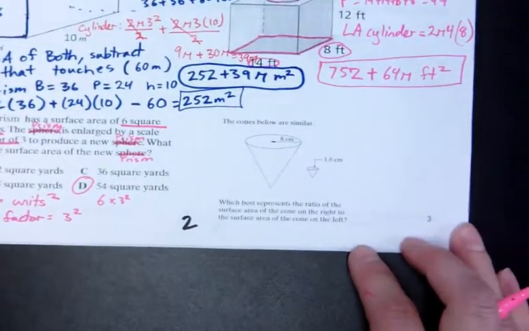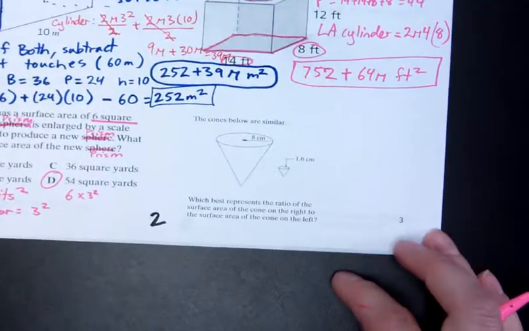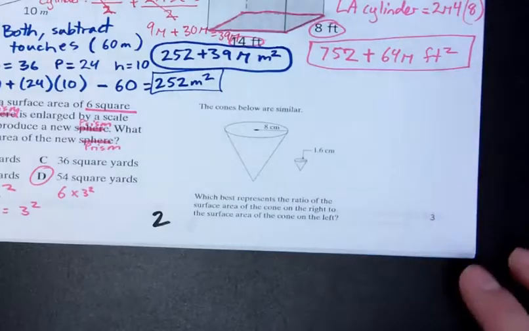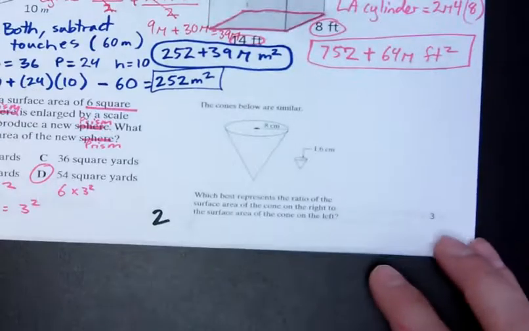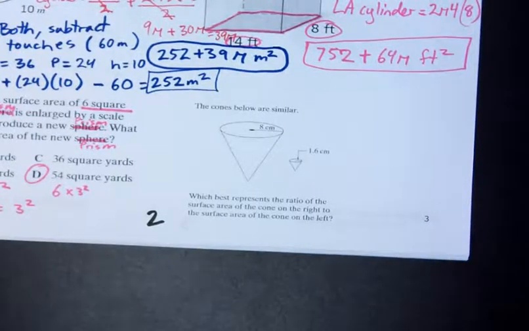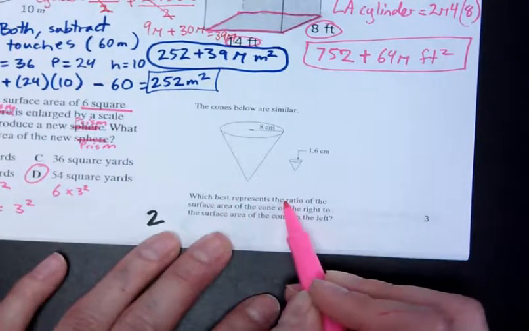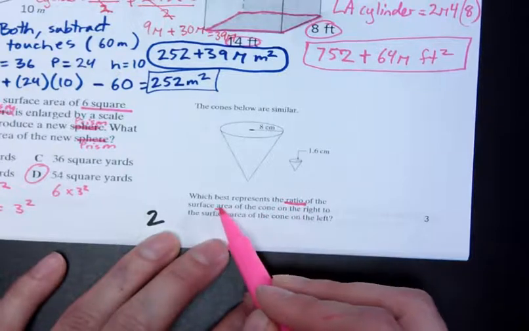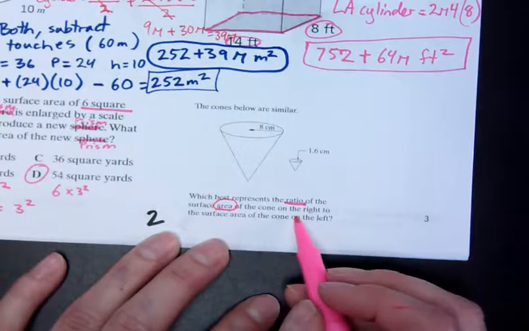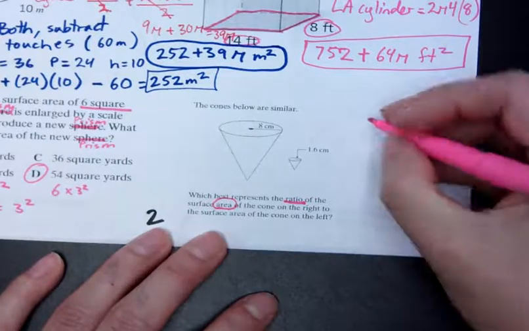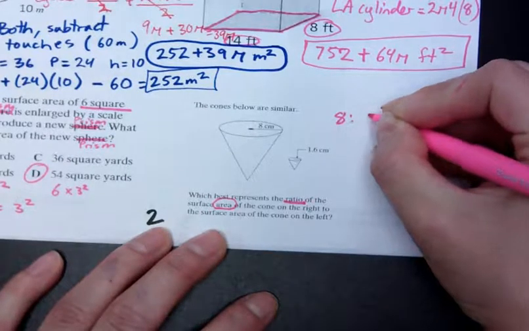The cones are similar. Does anyone remember what that word similar means in math? Shape is the same, but the size is not. And so we're going to find, it asks which best represents the ratio of the surface area, so that word area again, of the cone on the right to the cone on the left. So ratio we usually write as either this or a fraction.